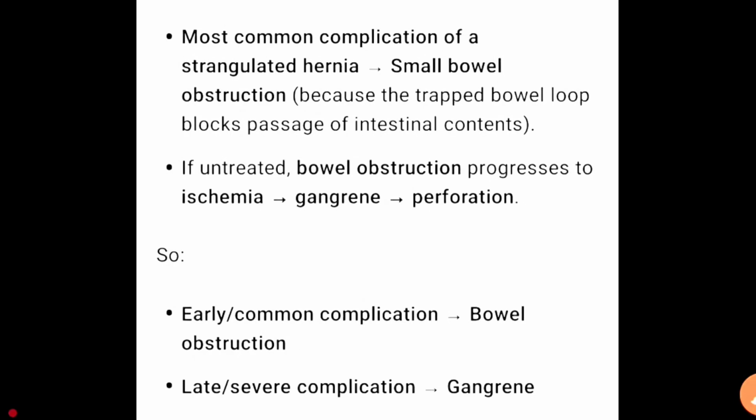in strangulated hernia. So the most common complication of strangulated hernia is small bowel obstruction because the trapped bowel loops block passage of intestinal contents. If untreated, bowel obstruction progresses to ischemia, gangrene, and perforation. So early complication is bowel obstruction, late and severe complication is gangrene.